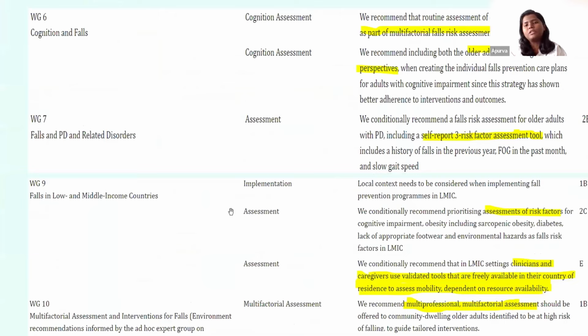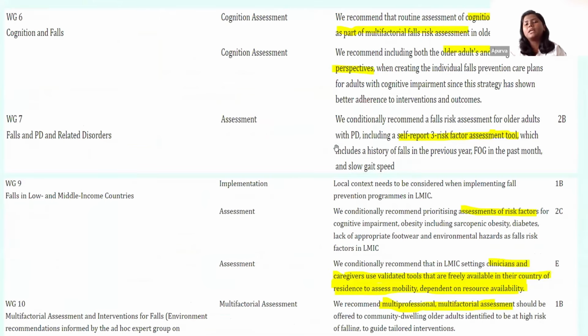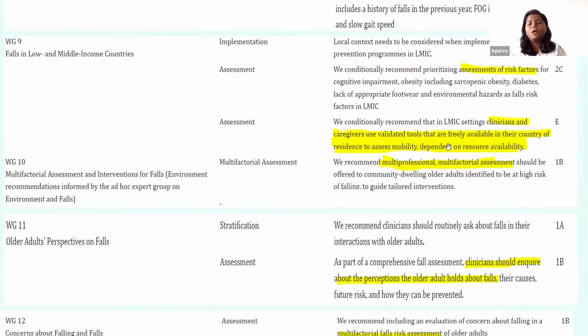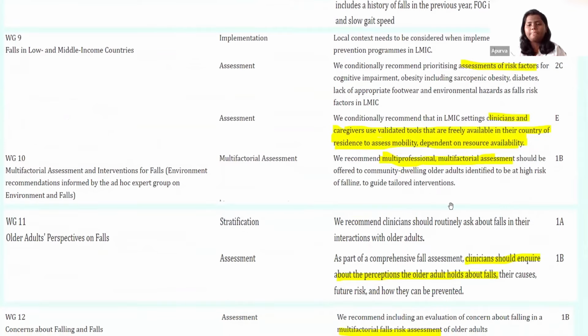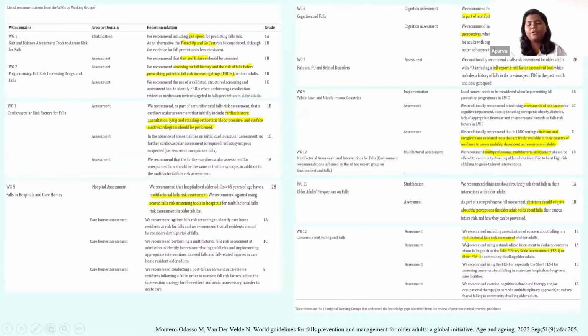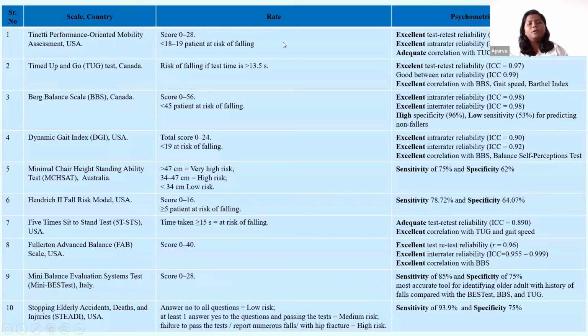As we just mentioned, cognition can be measured with your MoCA scales or your Mini-Mental scales, if possible. And the three-question risk factor assessment tool, the three questions which we just asked, remain important during the assessment. We also mentioned FES being important, and the elderly person's own perception about his or her fall. These are all the various assessment tools available in literature.